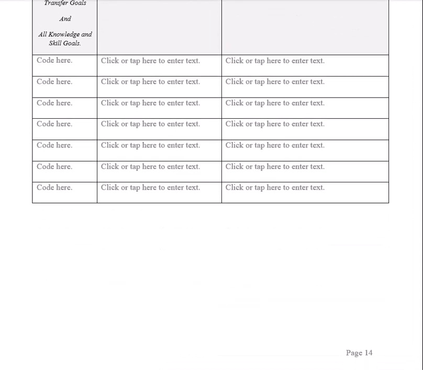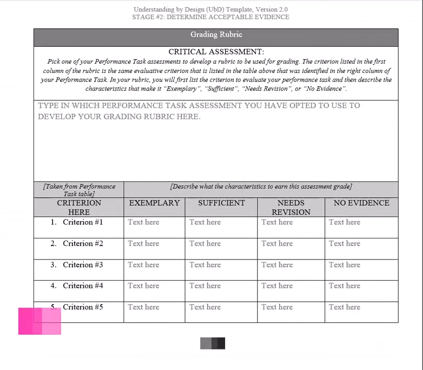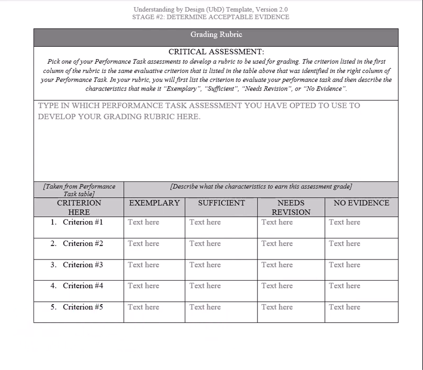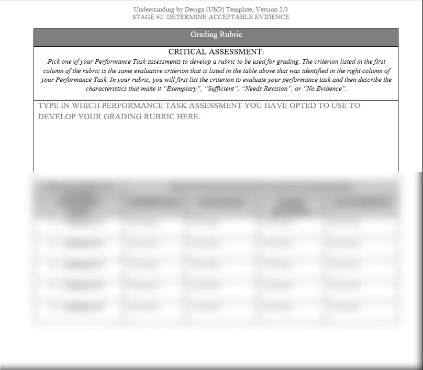The final section of the Stage 2 template is the grading rubric. In this section, we choose one of our performance tasks and create a grading rubric with criteria. The goal of the rubric is twofold. It assesses the learner, but it also provides meaningful feedback to the learner on their performance in that performance task to help them be able to transfer their learning into new and unique situations. The grading rubric is our critical assessment. This is where our students will show if they can transfer what they have learned into new situations.